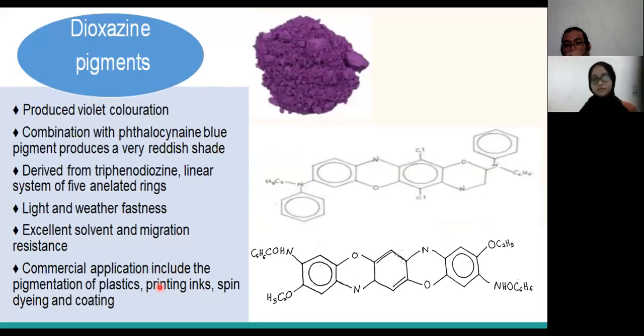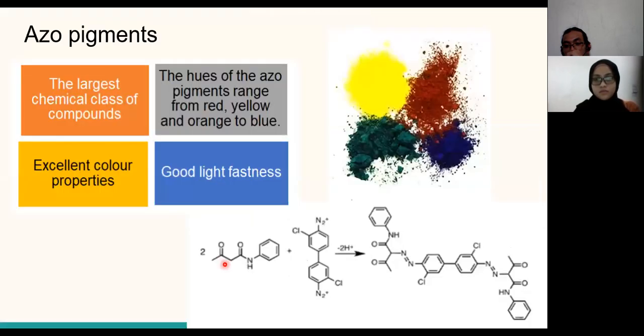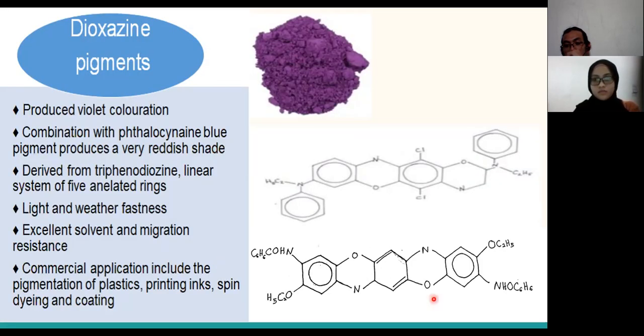Okay, an example of organic pigments is dioxazine pigments. It produces violet coloration. Combination with phthalocyanine blue pigment produces a very reddish shade, derived from triphenodioxazine, which is a linear system of 5 annulated rings. It has light and weather fastness, excellent solvent and migration resistance, and the commercial applications include the pigmentation of plastics, printing inks, spin dyeing, and coating. So this is an example of the chemical structure for dioxazine pigments.